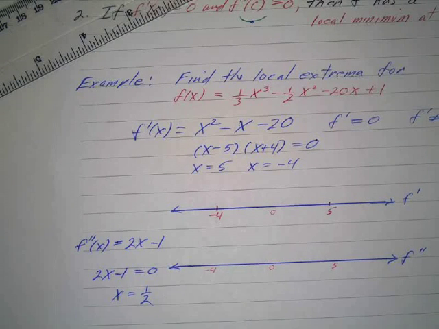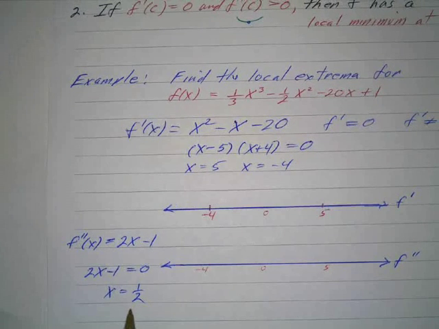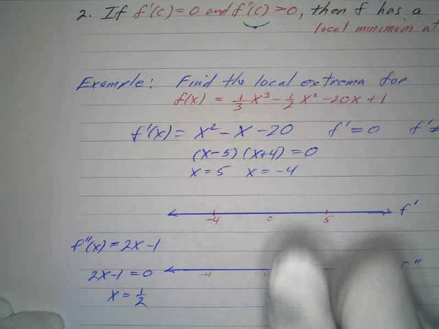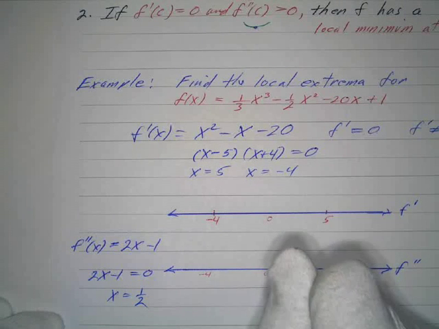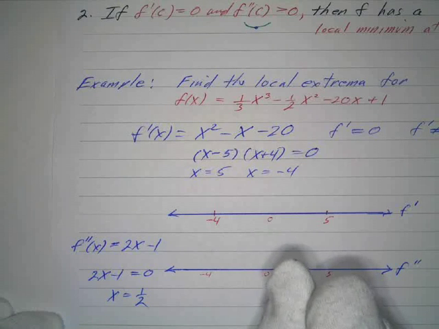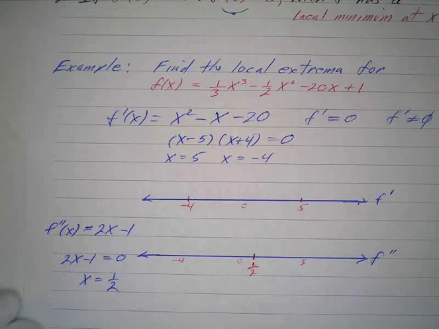But my critical number, or my possible point of inflection, now I have to have a change of concavity, so let's check that, is 1/2. So it looks like 1/2 would be right about here. So I'll mark that right here at 1/2. Now let's just check and see if it is indeed a point of inflection. If we have a concavity change, we need to check that.